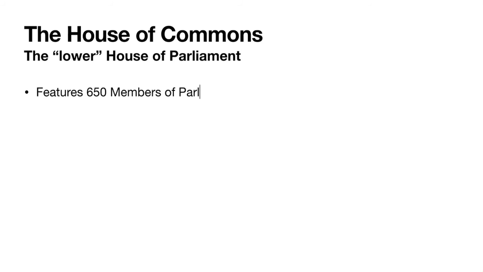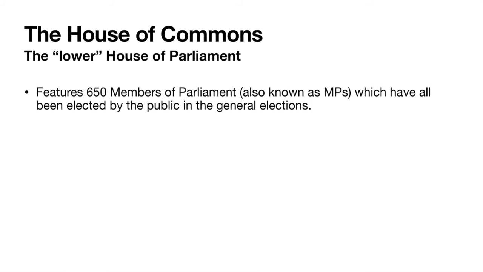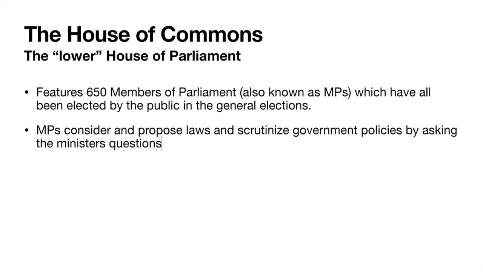I'll start with the House of Commons, also known as the lower house of Parliament, which features 650 members of Parliament, or MPs for short, who have all been elected by the public in the general elections. These MPs consider and propose laws and scrutinise government policies by asking the ministers questions about relevant issues and topics.